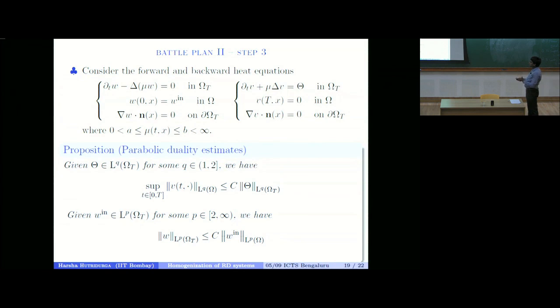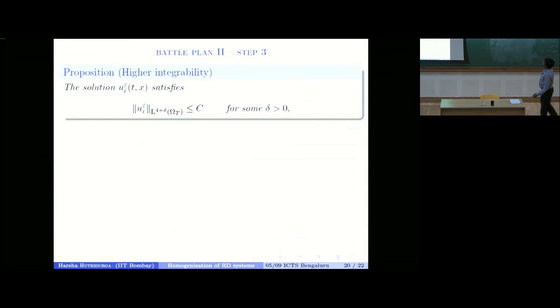You will get the LP estimate in time and space for W for the forward problem. Okay? Let's just keep this in mind. So this is the usual trick for the duality estimate. And you see P is greater than or equal to 2. So how do we get this L4 plus delta estimate for UI epsilons?